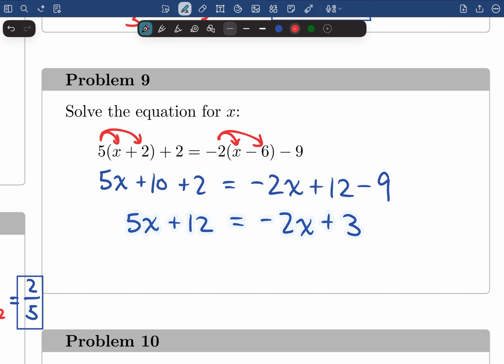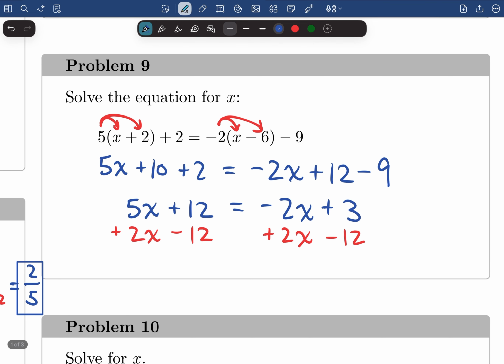Great. So at this point, I want to get all of my terms with variables to one side and all my constants to the other. I'll do it like this. I'm going to add 2x from right to left. And so I'll then subtract the constant 12 from left to right. I'll rewrite my equation.